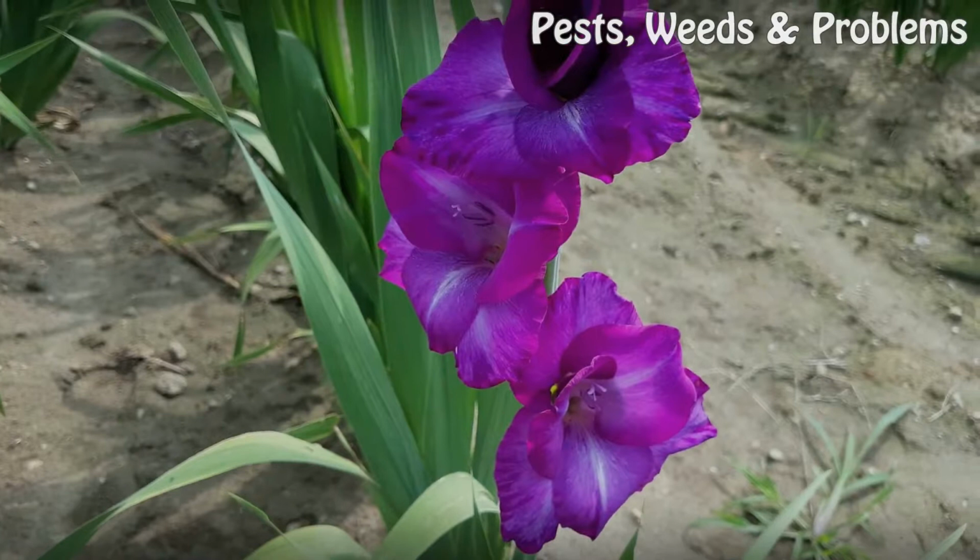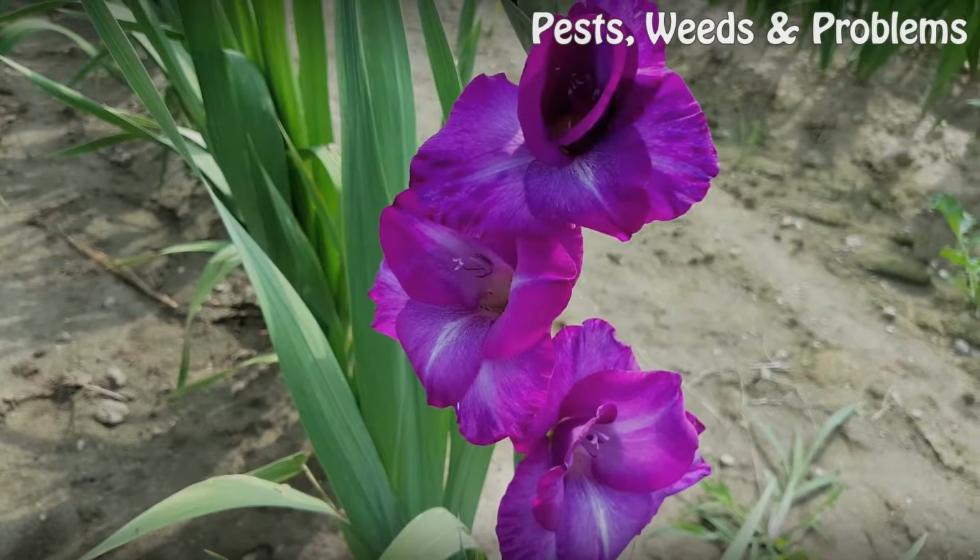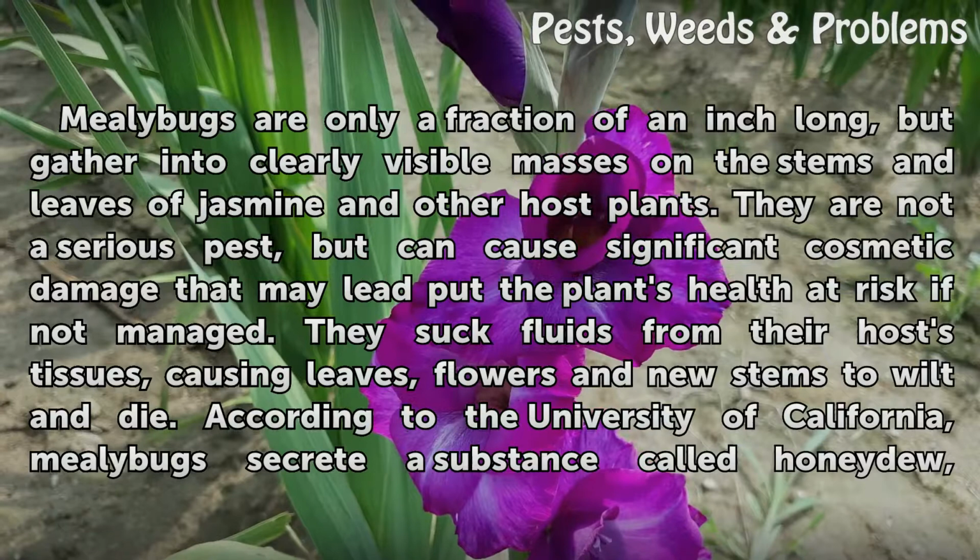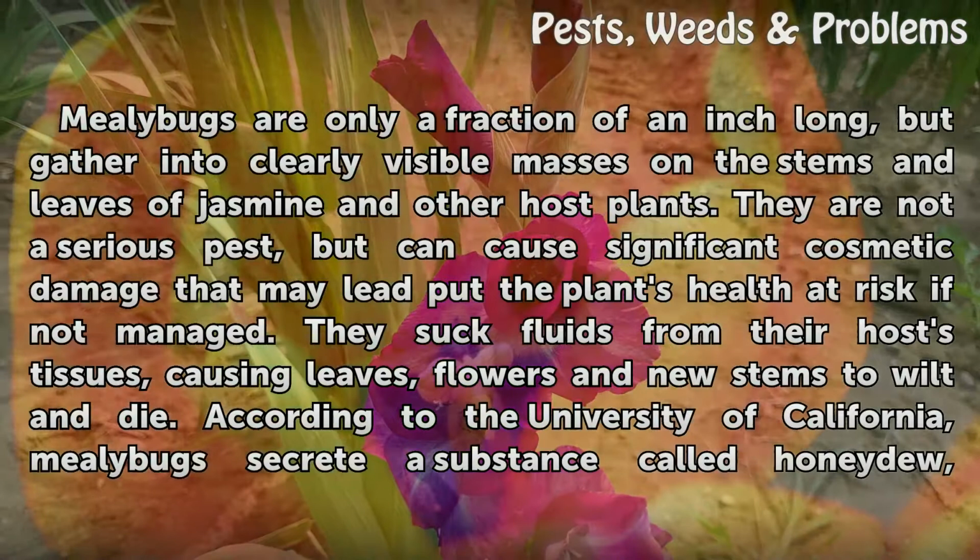Mealybugs. Mealybugs are only a fraction of an inch long, but gather into clearly visible masses on the stems and leaves of jasmine and other host plants. They are not a serious pest, but can cause significant cosmetic damage that may put the plant's health at risk if not managed.